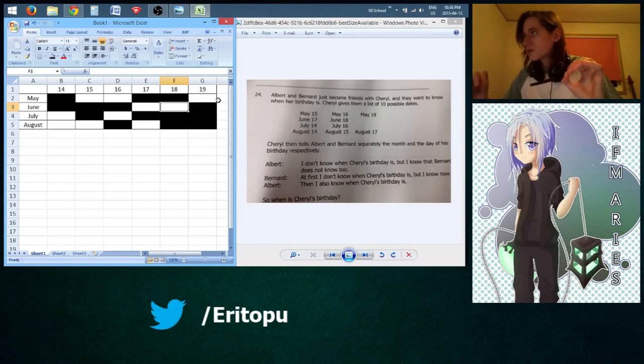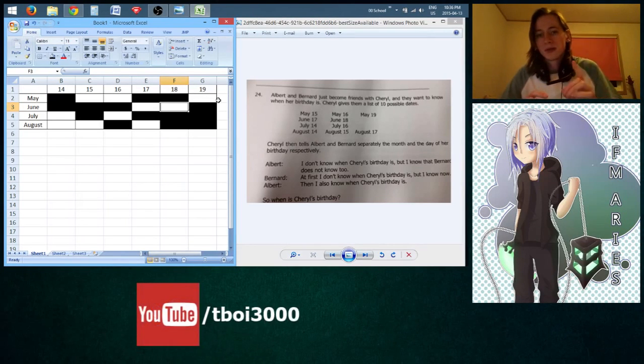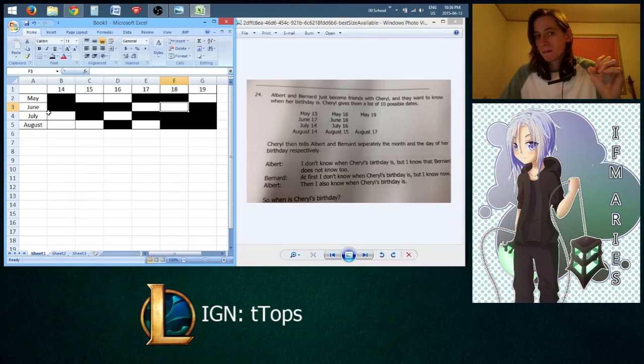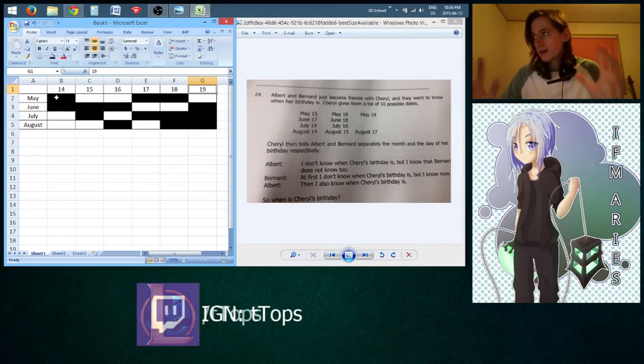Now, here's the first interesting part. Albert knows that Bernard does not know. He knows for a fact that Bernard can't know the birthday given the date. That means Albert knows that it's in a month where the birthday cannot be determined by the date alone. That means Albert knows that it's in a month that does not contain an 18th or a 19th possibility. That rules out May and June altogether.